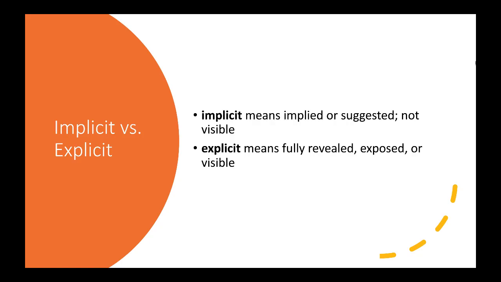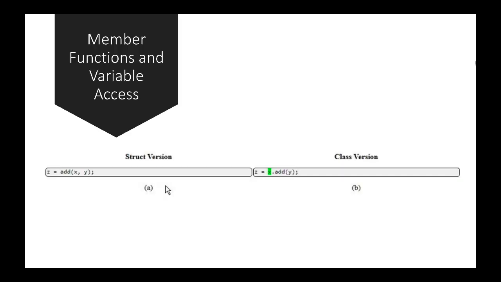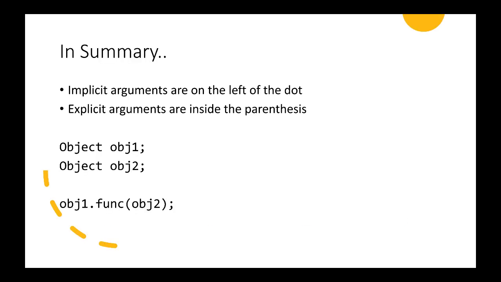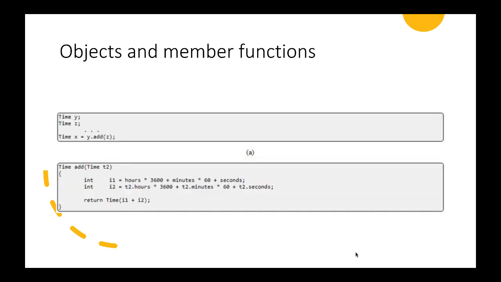Implicit means implied or suggested, not visible, while explicit means fully revealed or exposed, visible. So you can see that whatever's being passed in as a parameter is the explicit argument, and whatever is being tied to that object is the implicit argument. In summary, implicit arguments are on the left of the dot, and explicit arguments are inside the parentheses. Here we have object 1 and object 2. We're defining two objects, and the left one we're making the implicit, and the right one we're making explicit.